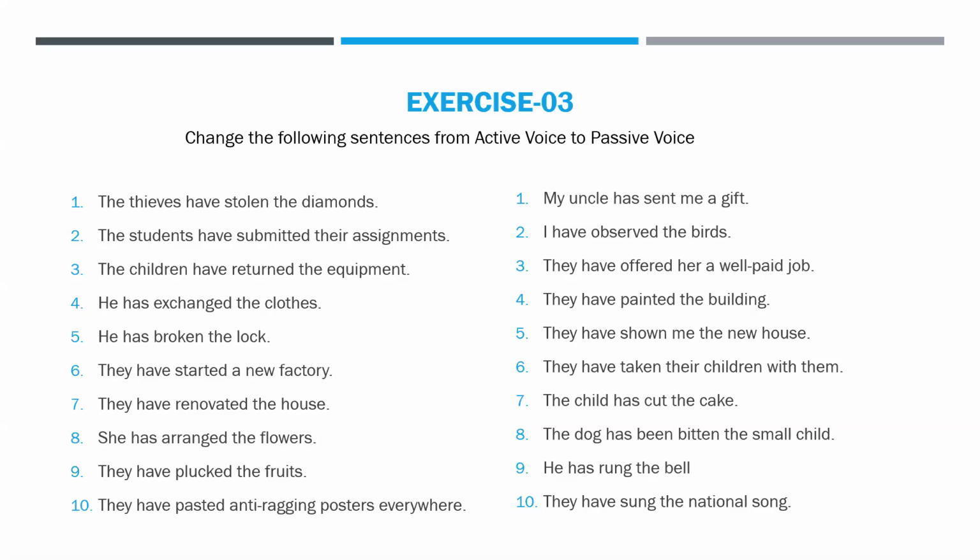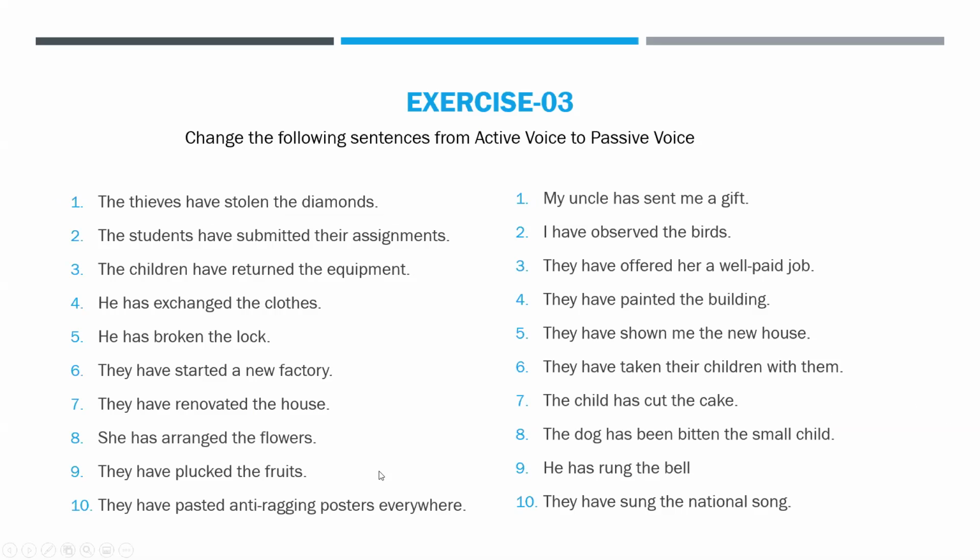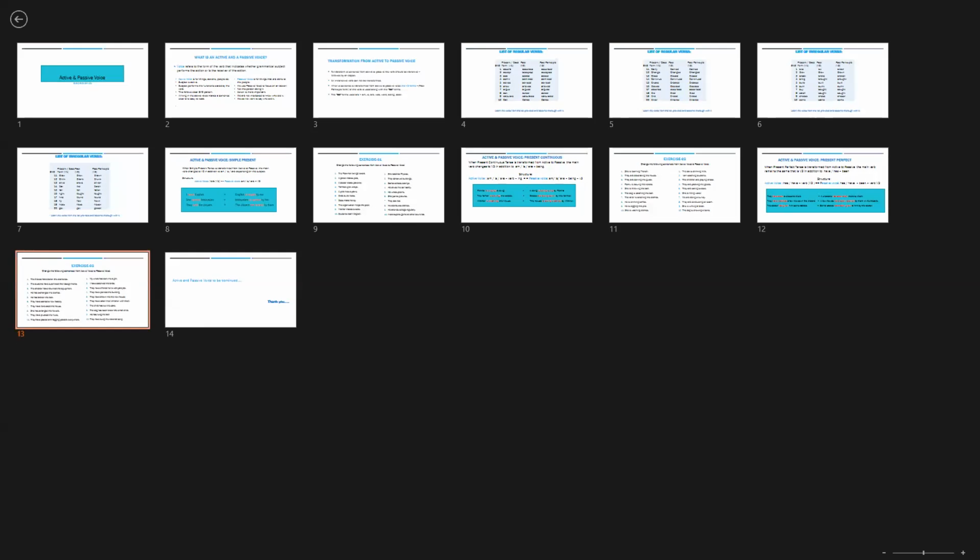All right. The dog has been bitten. Sorry. The dog has bitten the small child. It should not be been. So when you transform it, it will be the small child has been bitten by the dog. Okay. So the sentence here, there's a typing error. It should be the dog has bitten the small child. He has rung the bell. They have sung the national song. Right. So these are the sentences that you have to transform. You have to change. Okay.